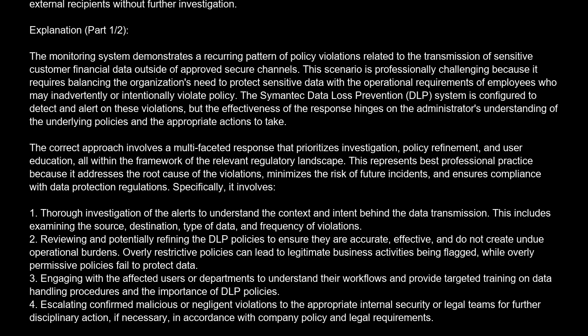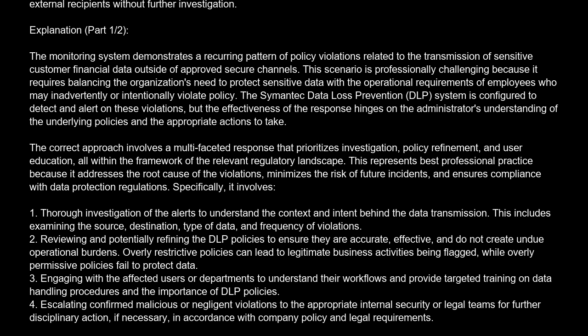Reviewing and potentially refining the DLP policies to ensure they are accurate, effective, and do not create undue operational burdens. Overly restrictive policies can lead to legitimate business activities being flagged, while overly permissive policies fail to protect data. 3. Engaging with the affected users or departments to understand their workflows and provide targeted training on data handling procedures and the importance of DLP policies.